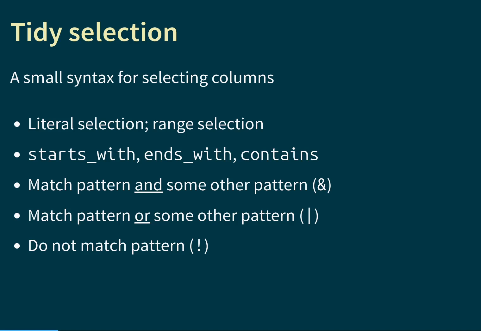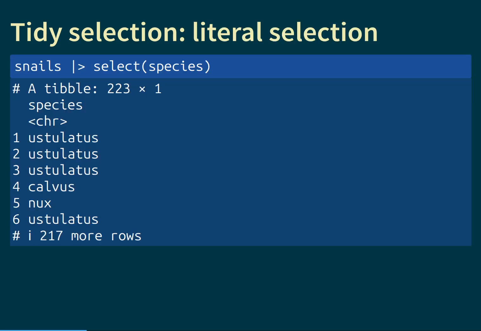Okay, so with this overview, let us take a detailed look at how each of these tidy selection methods actually work. So once again, literal selection works by just specifying literally the name of the column that we want to select. So if we take the snails dataset and then from that we select the species column, that means only that column is retained. Everything is as expected.